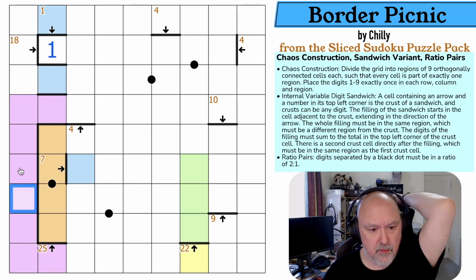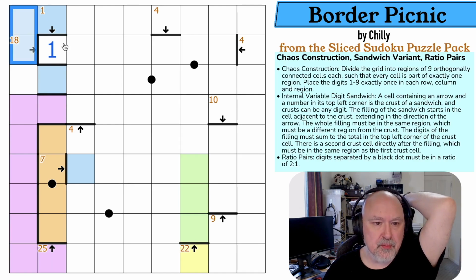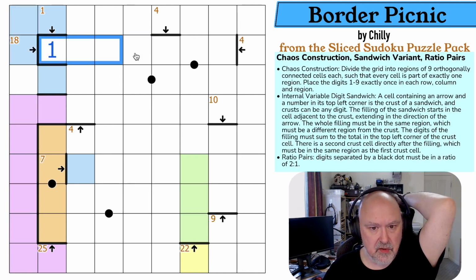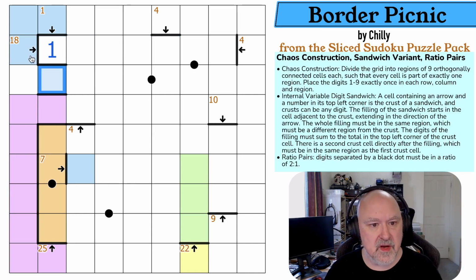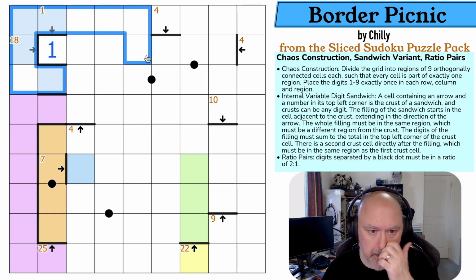1, 2, 3, 4, 5, 6, 7, 8. These must be blue. And now blue must be at the other end of the 18 clue. So this blue must be here or here. But I've already got 1, 2, 3, 4. I'm broken. If I make it here, how do I connect all this up? I have to take this 1, 2, 3, 4, 5, 6, 7, 8, 9. It's the only way to do it.